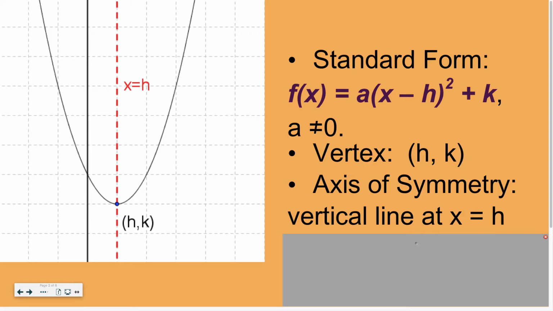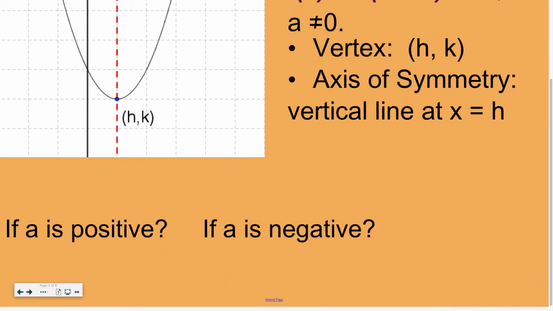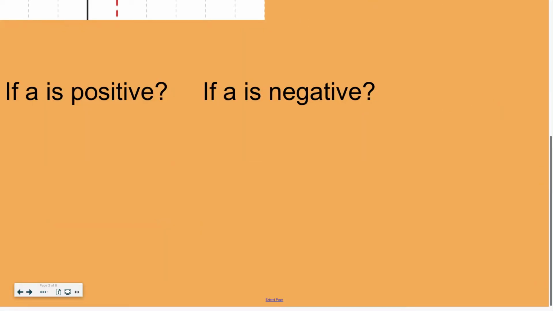Okay? Now, a is a number multiplied outside the function, so we could have a stretch or shrink of some kind. We also could have some sort of reflection. Okay? So I want to talk about a being positive versus a being negative. With your hands, arms, show me what our parabola would look like if a is positive.